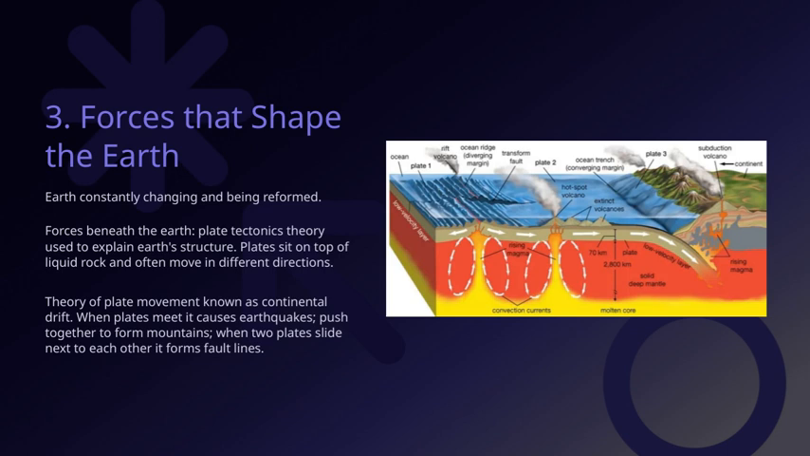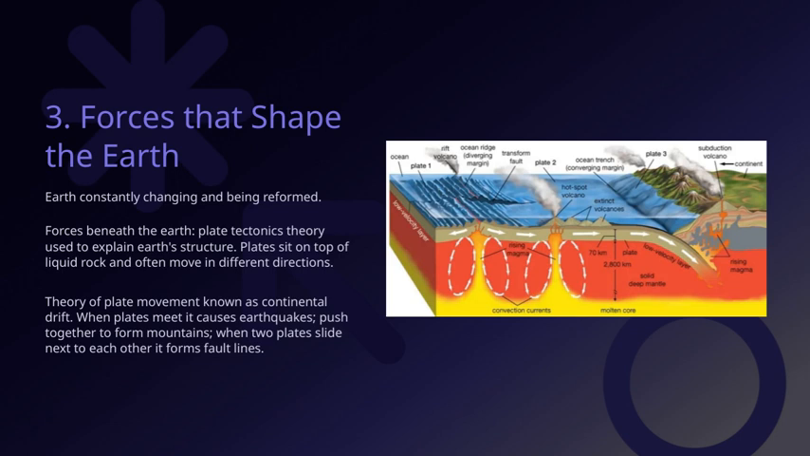When these plates meet, it can cause earthquakes, which are quite powerful and often destructive. If two plates push together over time, they can form mountain ranges. On the other hand, when two plates slide past each other, it creates fault lines. These are fractures in the Earth's crust where seismic activity often occurs. Now, what drives these movements?